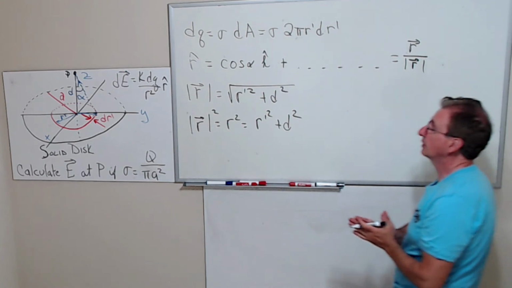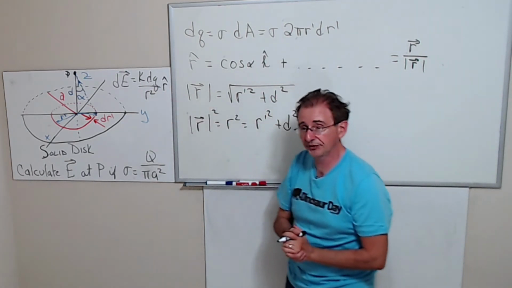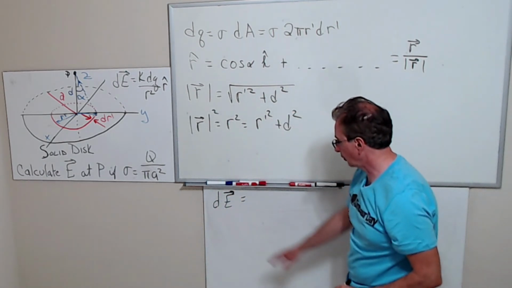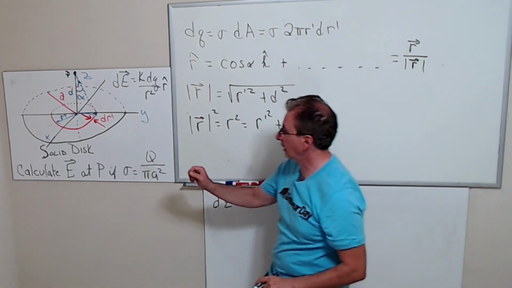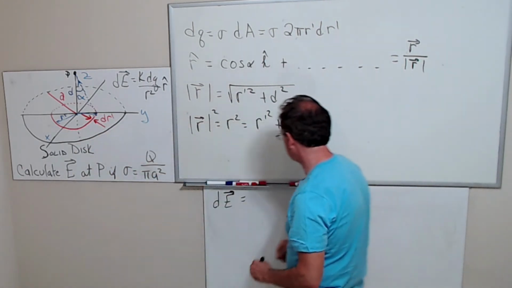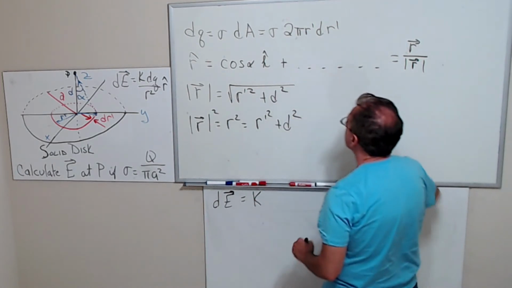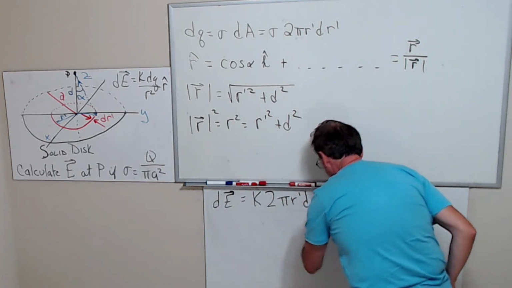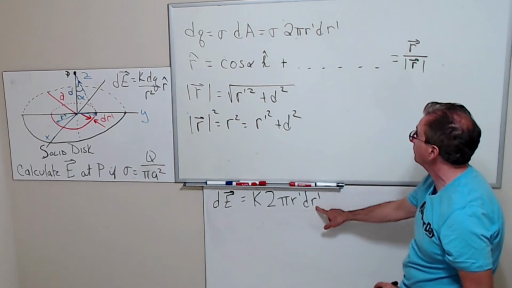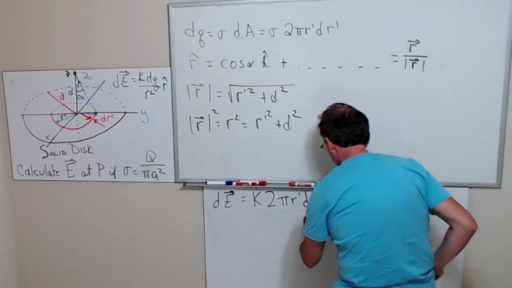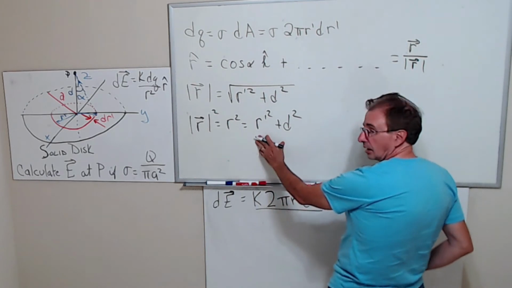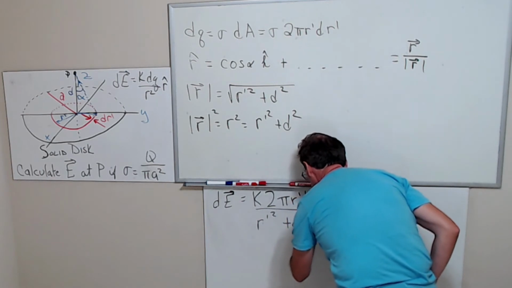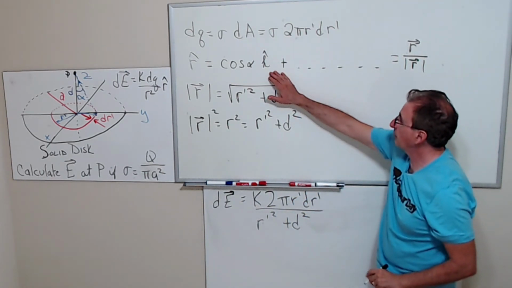Now I have everything I need to be able to put it together and write my dE. So the electric field due to the element of charge, this ring, is given by k times my dq, which is 2 pi r prime dr prime. I'll divide by my r squared, and then I'll multiply by this term.